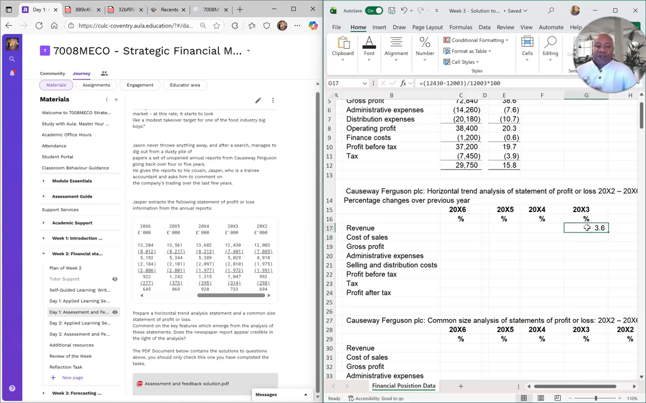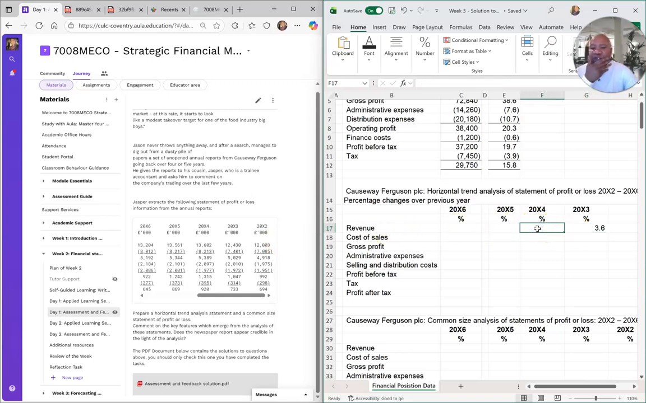Alternatively, we could calculate this differently. The shortcut to it is to take the 12,430 divided by 12,003, then minus 1 from that, and then multiply that by 100. Which is the same answer, 3.6. Basically, I divided this figure by that, and then minus 1. The answer is then multiplied by 100 to get 3.6%.